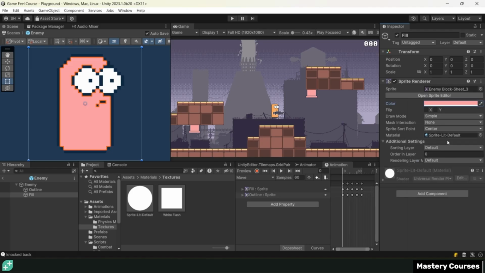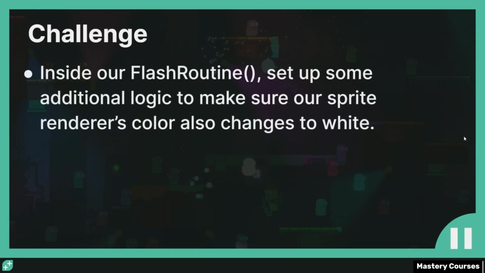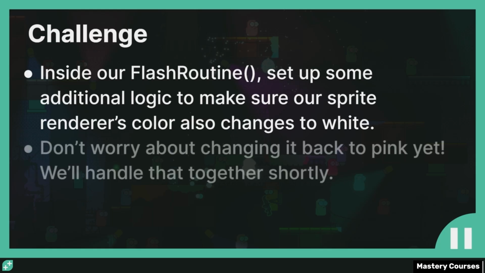So I'll go ahead and Control Z that, make sure my prefab doesn't get messed up, and we'll move forward to this lecture's challenge. That's going to be, inside of our flash routine, set up some additional logic to make sure our sprite renderer's color also changes to white. Now, don't worry about changing it back to pink yet. We'll handle that together shortly in a future lecture. So for now, this lecture's challenge is just making sure the entire model flashes to white. It'll stay white because it's not going to toggle back to pink yet. Give it an honest effort, pause the video, and we'll go through that together in a moment.